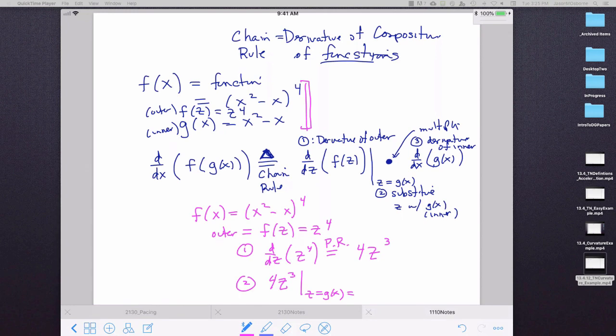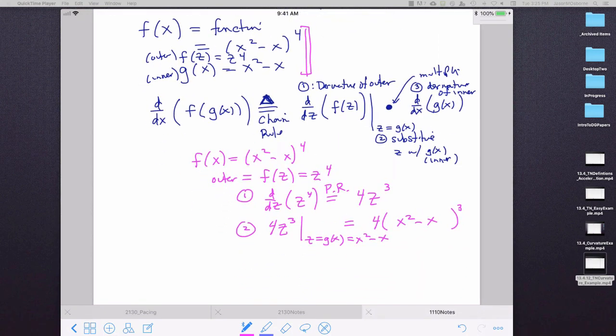But your inner function was x squared minus x, which means that wherever you see the z, put x squared minus x, and that will be to the 3rd power. Okay, so those are the first 2 steps. And then you need to multiply. You need to bring in this multiplication symbol. And then you move on to your 3rd step, which is taking the derivative with respect to x of x squared minus x, which is just a power rule again, 2x minus 1.